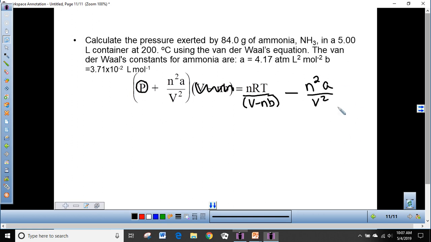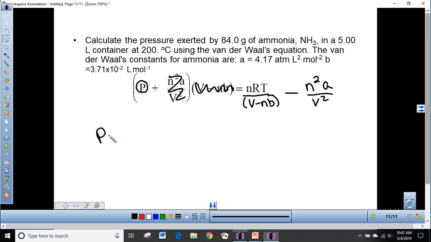And now I get to plug. Now I've got pressure, that would get rid of this. Pressure now equals this minus this. I will tell you, all you're really going to be doing on the test is plugging. But I would tell you to do it in 2 separate steps. Do this, get an answer, do this, get an answer, and then subtract those two. That's my suggestion to you.